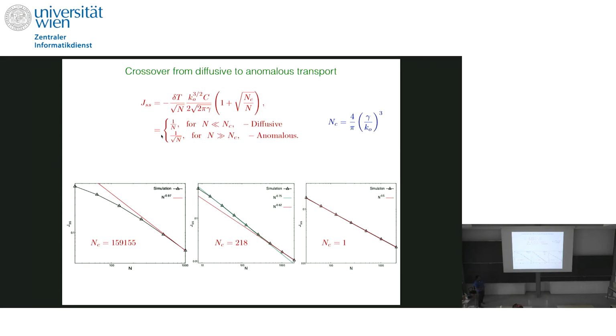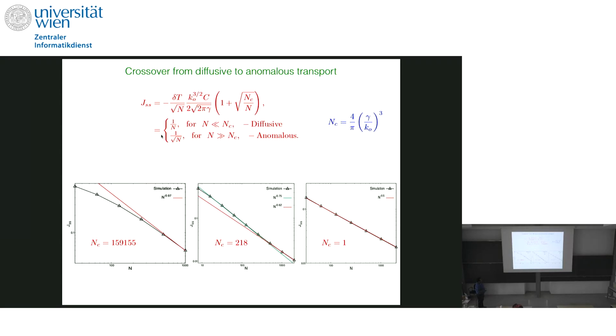And once again, if you write it in this form, you can identify a crossover size, which is explicitly given by gamma and k naught. So in this form, you can easily see that when your system size is much smaller than this crossover scale, you would observe diffusive scaling. And when your system size is much larger than this crossover scale, you would observe anomalous scaling. So as you increase your system size, you would go from diffusive scaling to anomalous scaling. So in this non-equilibrium setup, you can demonstrate this crossover more clearly.